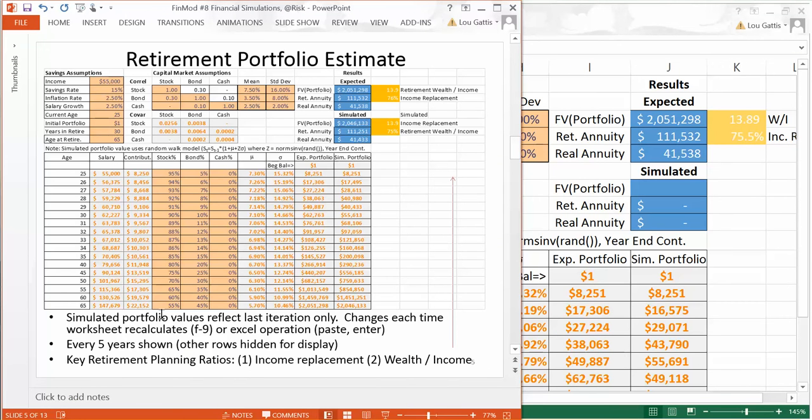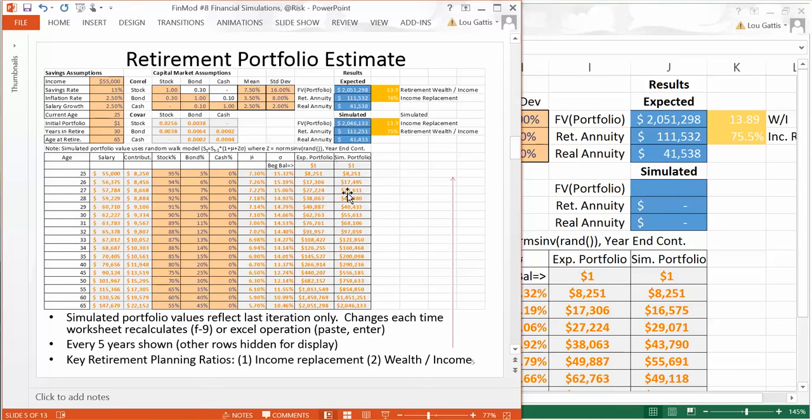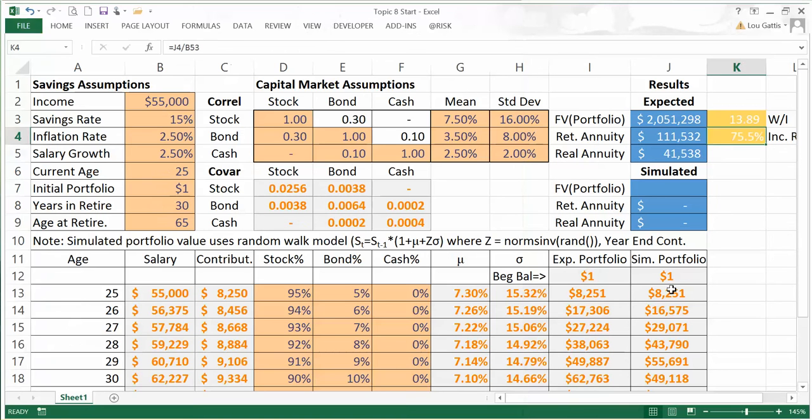So now what we're going to do is do a portfolio simulation. We're going to do that by using a random walk model, one I've covered before. And the random walk model says your new portfolio value is equal to the previous value times 1 plus the expected return plus a random shock. We call that a random variable z, which is a standard normal random number, times the standard deviation. So in this formula, I have that.